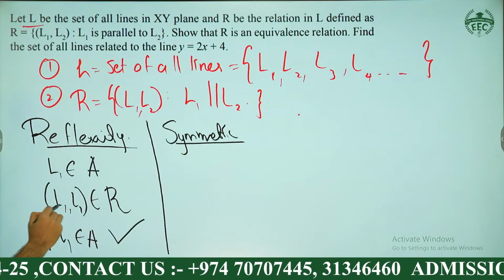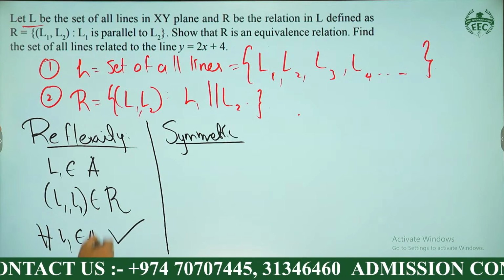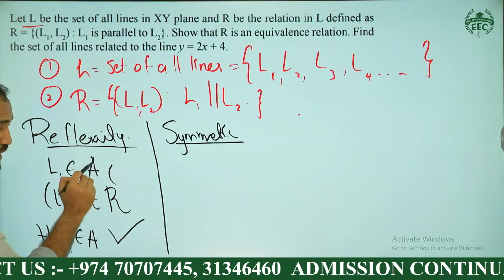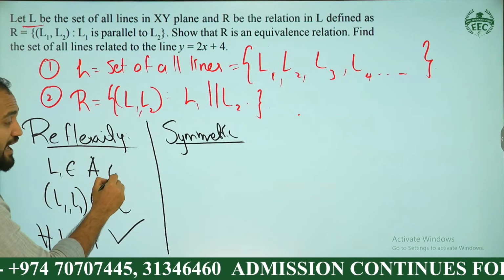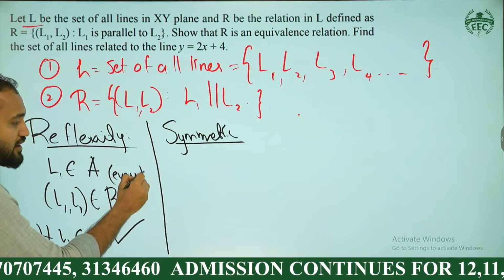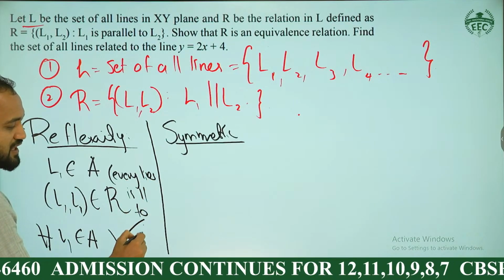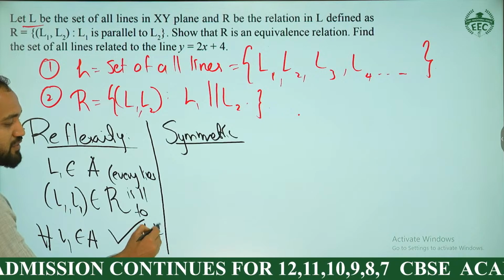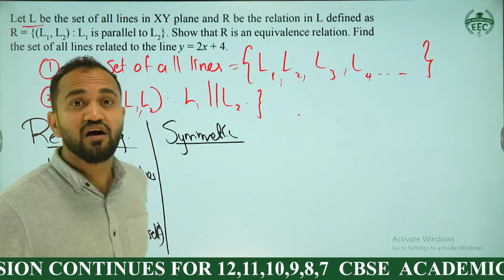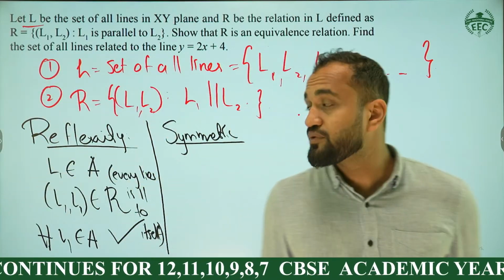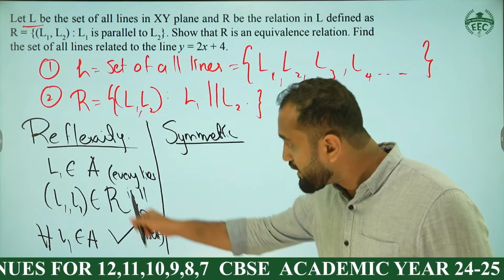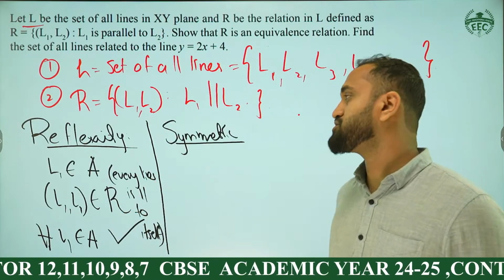Well, why is (L1, L1) there in the relation R? Because you have to justify your point. What is that? Every line is parallel to itself. Writing this justification is very important, especially if the question is a 3-mark question. You need to write the justification why (L1, L1) is there in the relation.